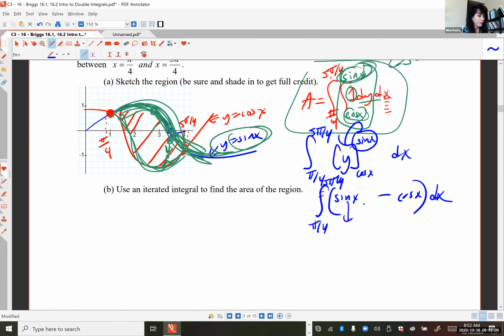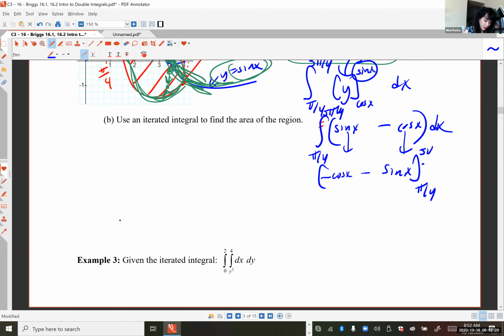And then you go, okay, well, what's the integral of sine? I think it's minus cos. And the integral of cos is sine. And then you're going to evaluate this between pi fourths and 5 pi fourths. And then it's just a matter of, do you know your unit circle from trig and all that other stuff? And I'm just going to do this very quickly.